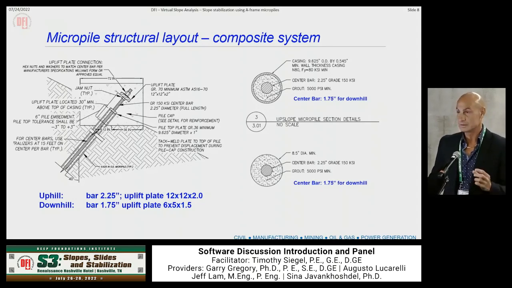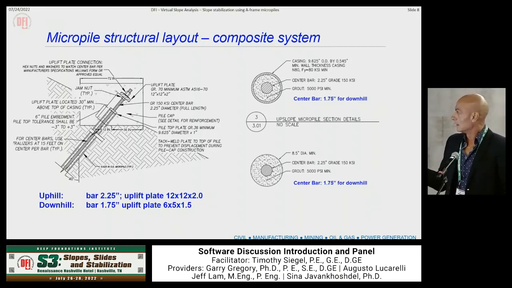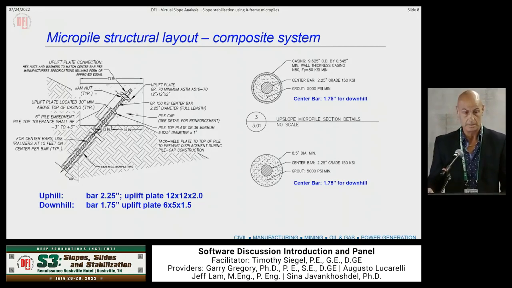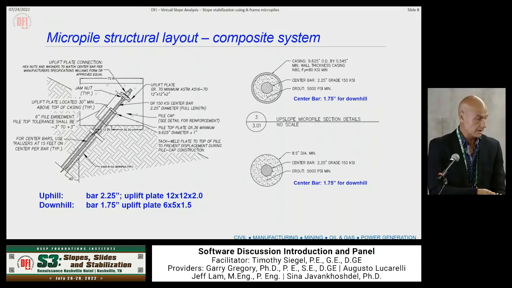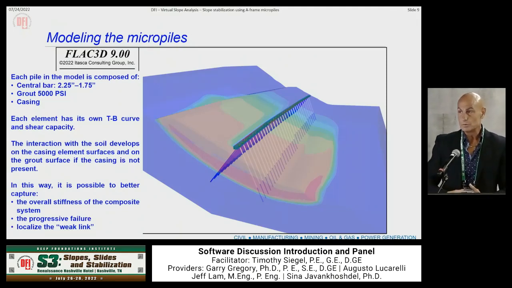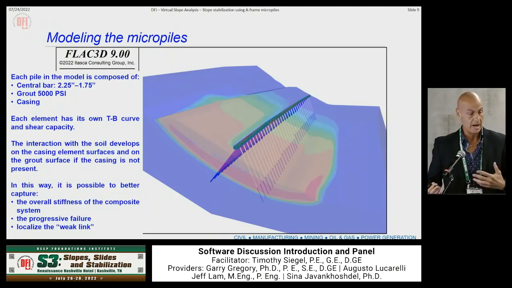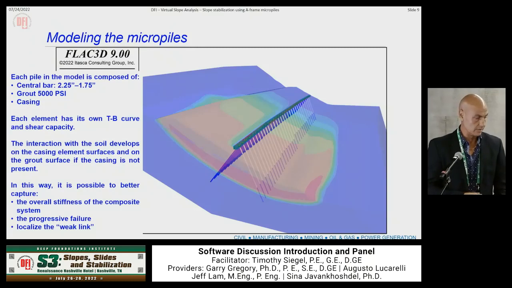So the casing is big and strong. You have a nice bending and shear capacity. The rebar is much, much smaller. And so if we compare the behavior of the three different systems, we need to consider all these different aspects combined together and how the casing influences the grout response and the rebar and so on and so forth.